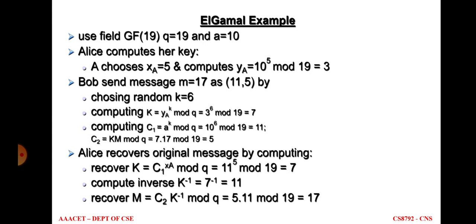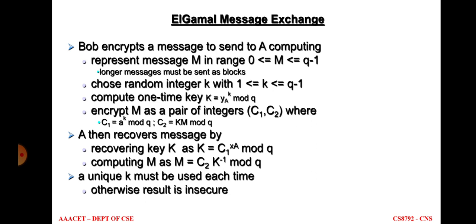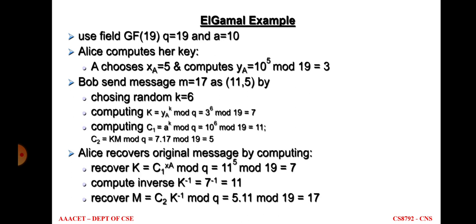And the next one is the M value, that is M equal to C2 times K inverse mod Q. So 5 times the inverse of 7, mod 19, the result is 17. So you can clearly see that in the fourth step of Bob, the message is 17. So Bob encrypts a message, and after that A recovers the original message by performing some formulas. The solutions are identically the same. So this is ElGamal cryptography and ElGamal key exchange, with one example.